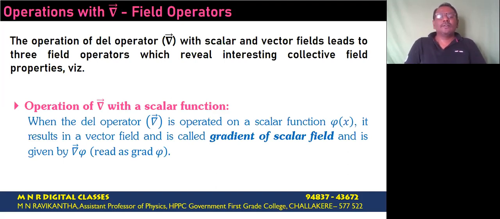The first operation is when a del operator is operated on a scalar function. When a del operator is operated on a scalar function, say phi of x, it results in a vector field, and it is called the gradient of the scalar field. It is denoted by del bar phi, or simply read as grad phi, the gradient of the scalar field. So I will repeat again. When the del operator is operated on a scalar function, say phi, it results in a vector field, and it is called the gradient of the scalar field.